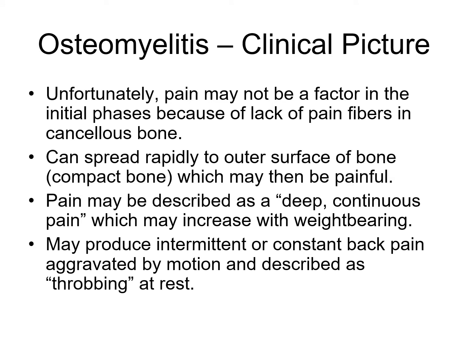Unfortunately, the person may not feel pain initially because of lack of pain fibers in the cancellous bone. But once it spreads to the outer surface of the bone or the compact area of the bone, the person experiences pain because there's nerve fibers in that location. The pain may be described, again, as a deep ache. They may describe it as constant.